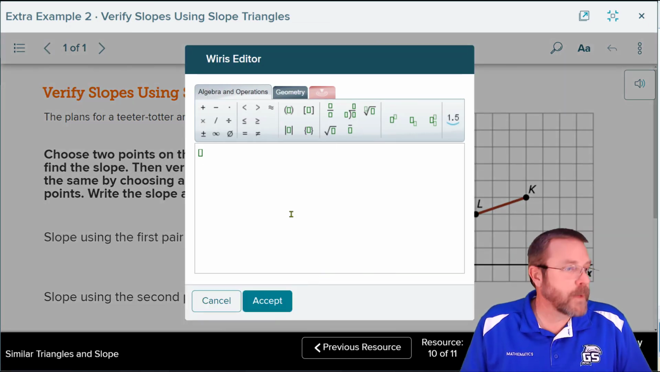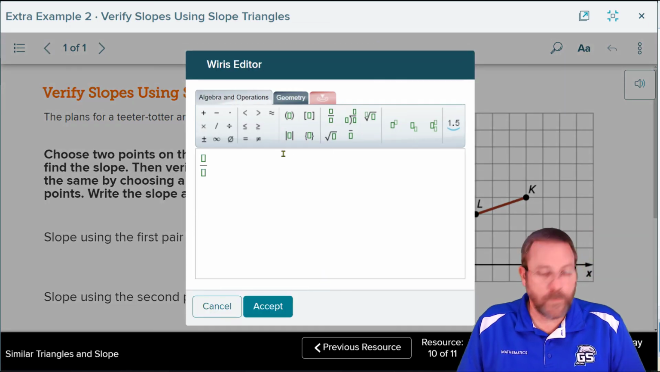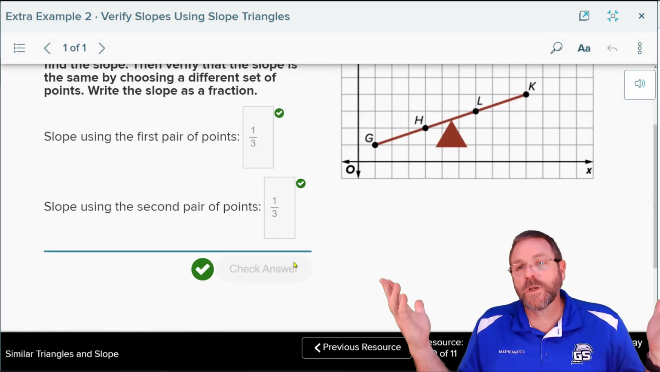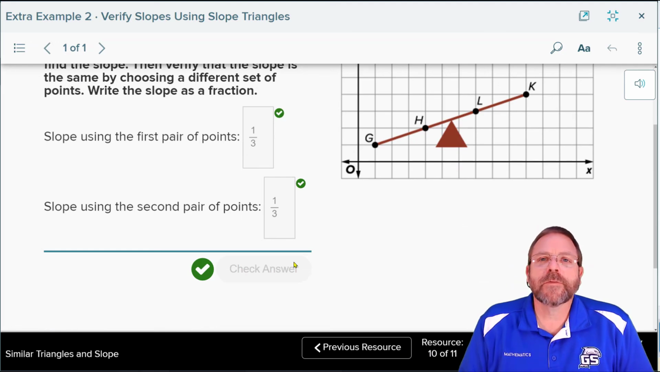But until that happens, let's go ahead and plug this one in: the same slope of 1 over 3 for both of them. Check it. Easy math.